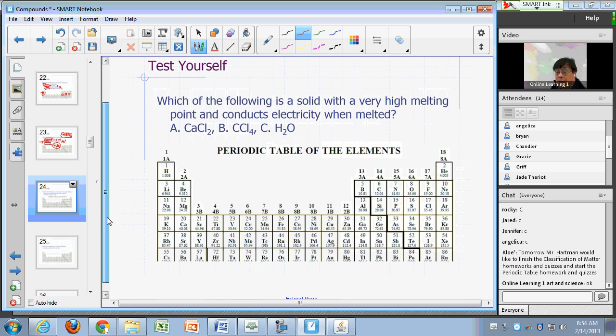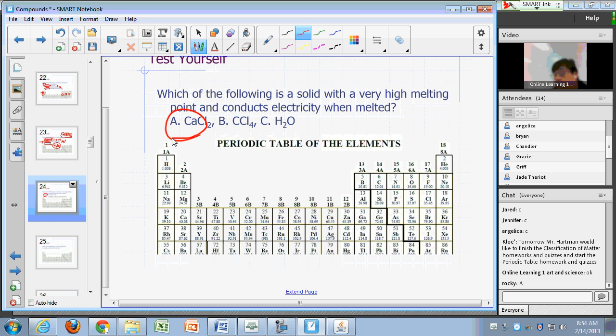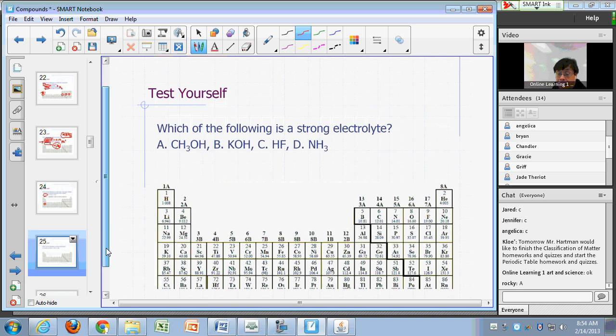Which of the following is a solid with a very high melting point and conducts electricity when melted? What are we looking for here? Something that has a very high melting point and conducts electricity when melted. We're looking for A, B, or C. Calcium chloride, carbon tetrachloride, CCl4, or water, H2O. Very good. Calcium chloride. We're looking for an ionic compound, and you can tell from the formula that calcium chloride is an ionic compound.